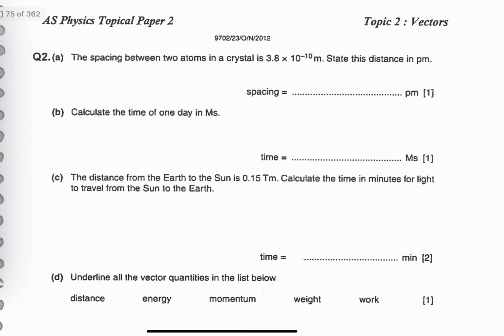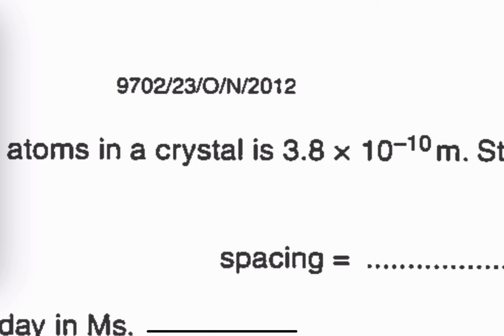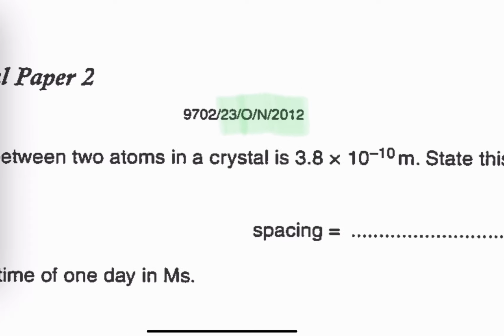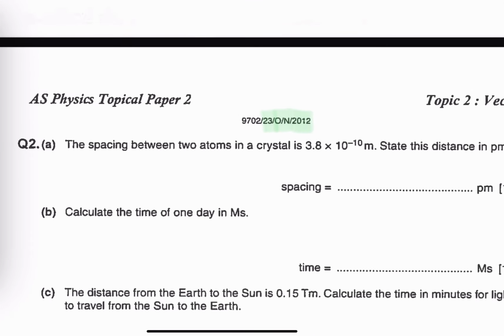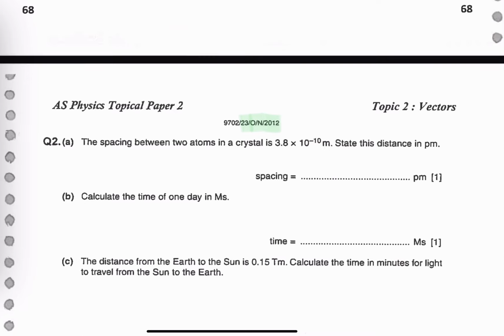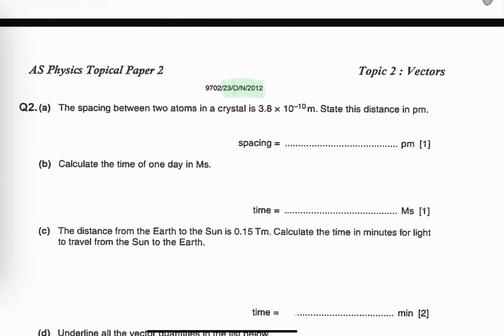Okay, let's move toward the next question. In question number 2, this question is from paper 2012, October/November variant 2-3. The spacing between two atoms in a crystal is 3.2 times 10 raised to power minus 10 meters. State the distance in picometers.